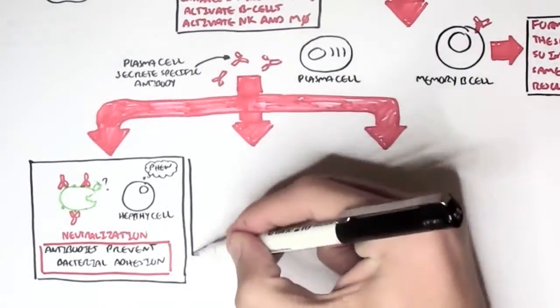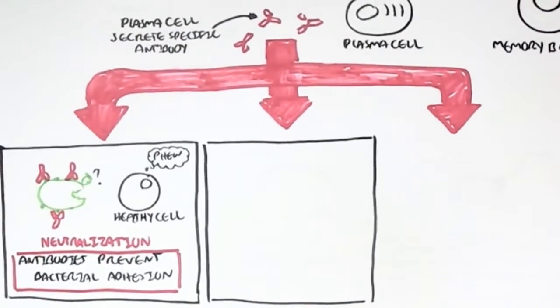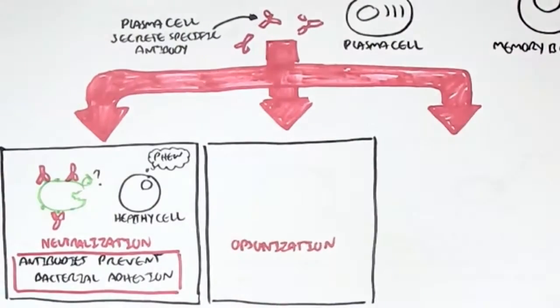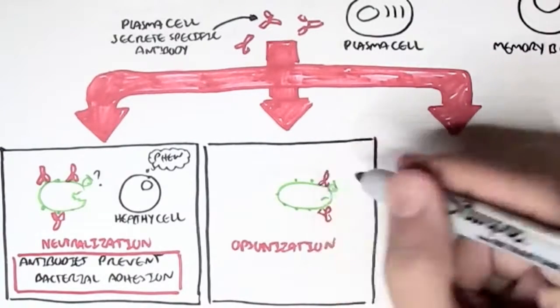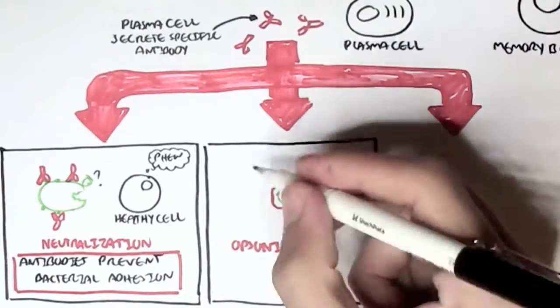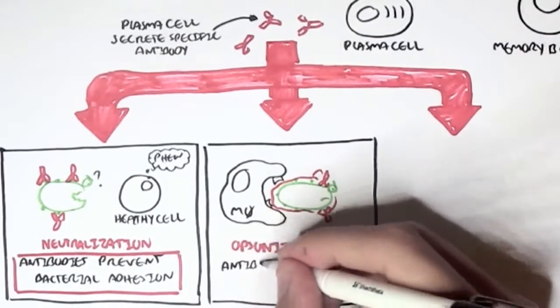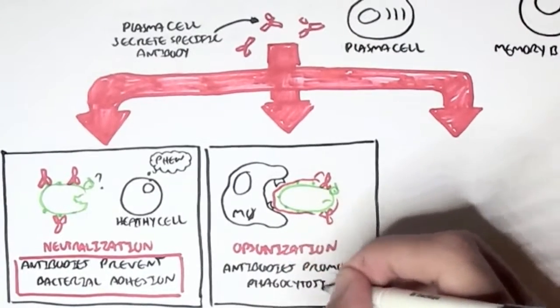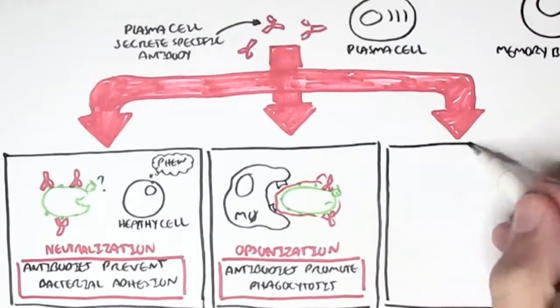Secondly, these specific antibodies can opsonize a pathogen. So for example, this bacteria, through the antibodies, can be opsonized, which basically coats it for phagocytes to easily engulf it. So opsonization essentially promotes phagocytosis, such as macrophage phagocytosis.